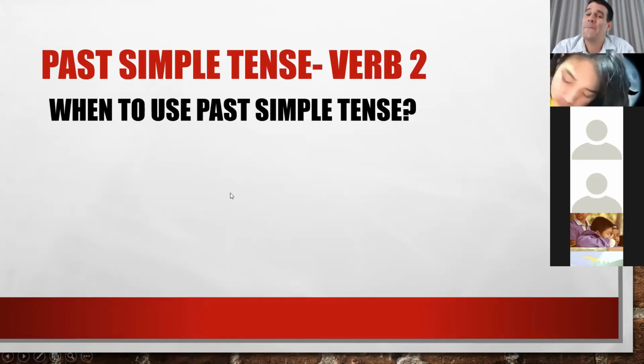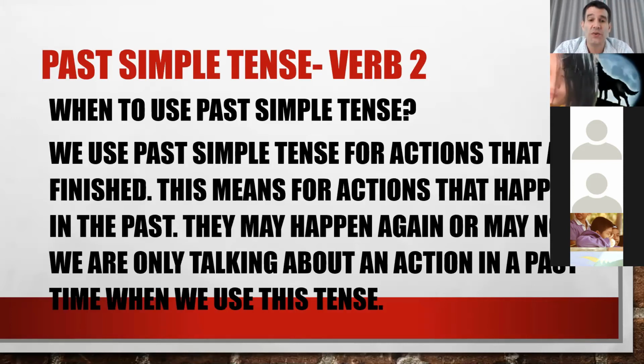So when to use past simple tense? We use past simple tense for actions that are finished already. This means for actions that happened in the past. They may happen again, they may not happen again. We're not talking about what will happen. We are only talking about the one action that happened.